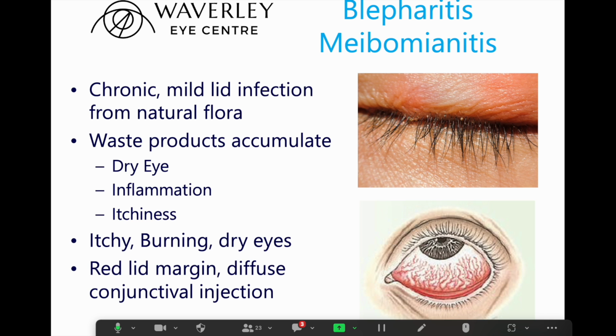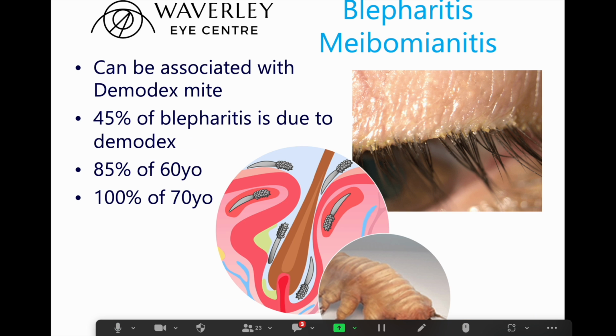You see on the slide the injection, you'll see how that injection increases to the fornix, and particularly inferior. Blepharitis will be common here because gravity pulls everything down.